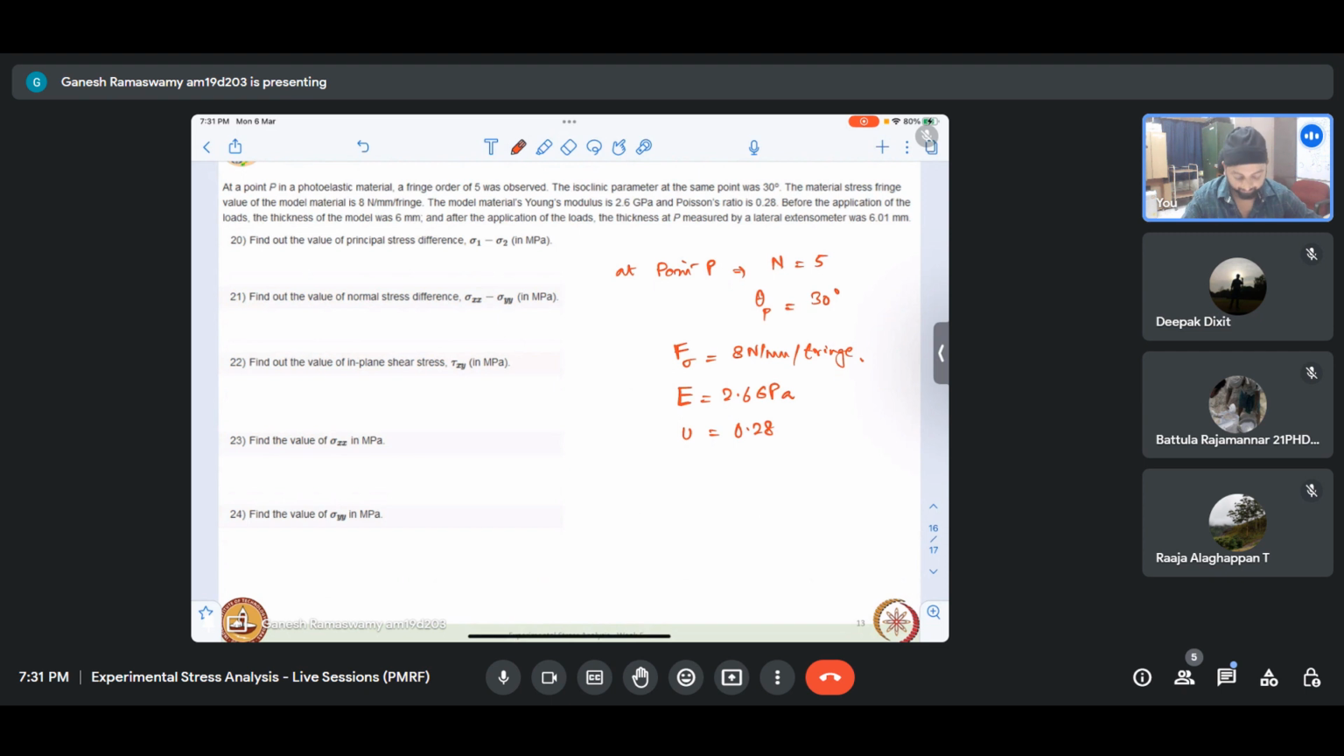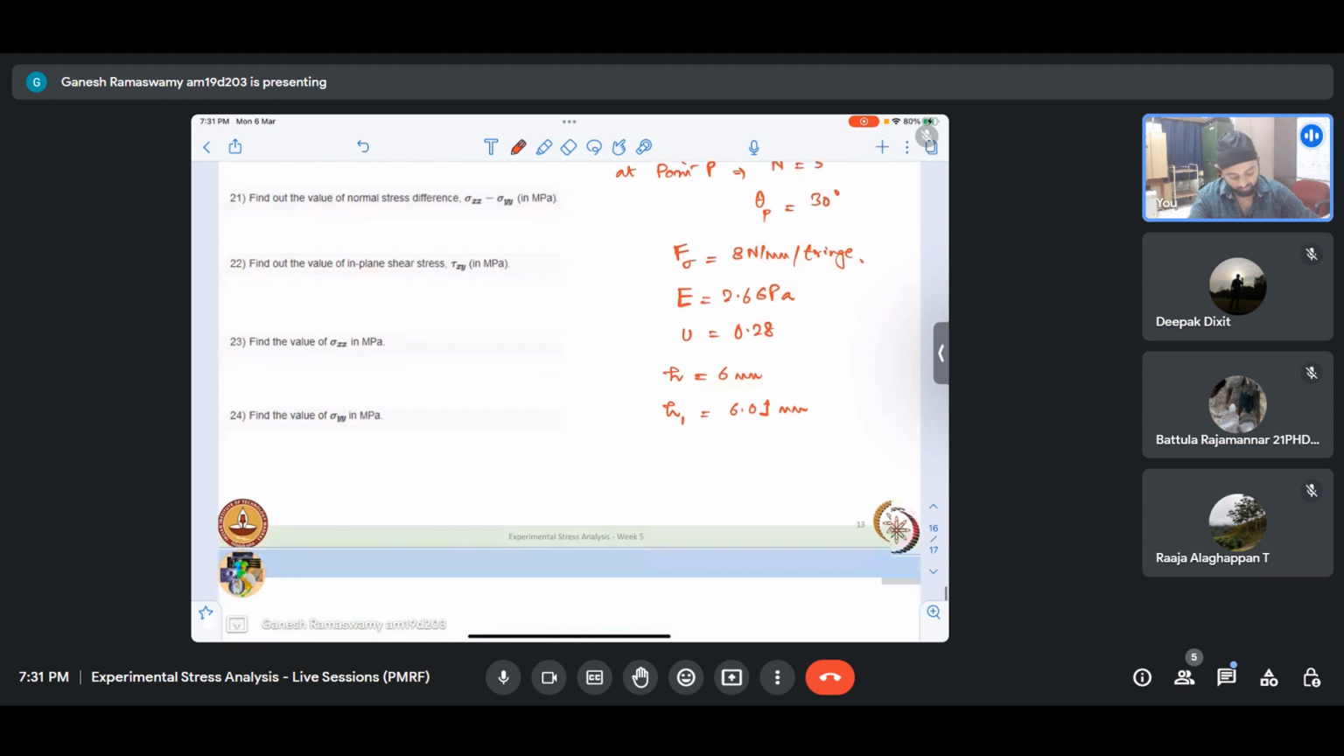Okay. Before the application of the loads, the thickness of the model was 6 mm. So ideally, I'll take the thickness to be h, let us say. So it is 6 mm initially. And after the application of load, the thickness at that point P was measured by a lateral extensometer, which came to H1, which came to 6.01 mm, which means 0.01 mm it increased in thickness. So we have been asked to calculate some values here. So let us look at that.